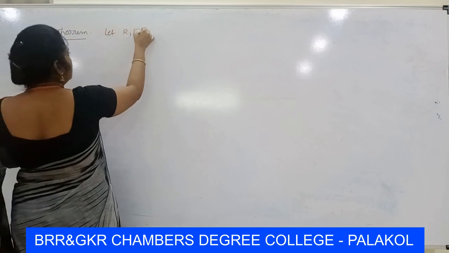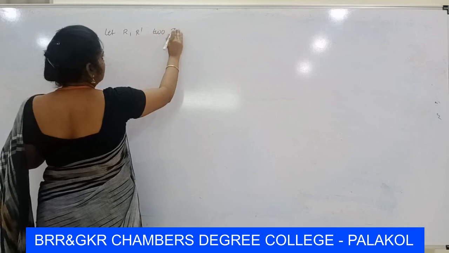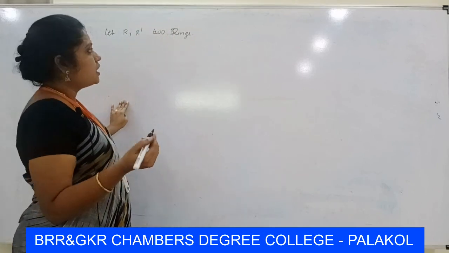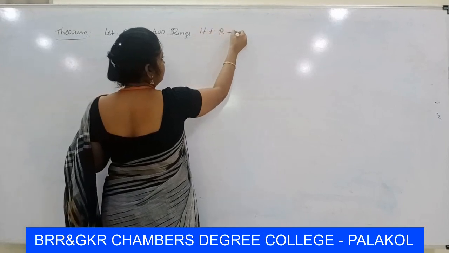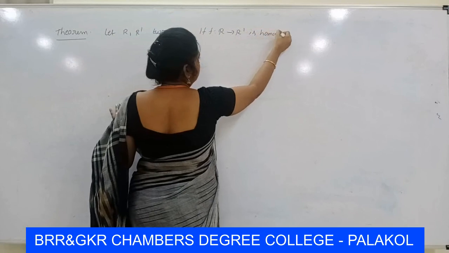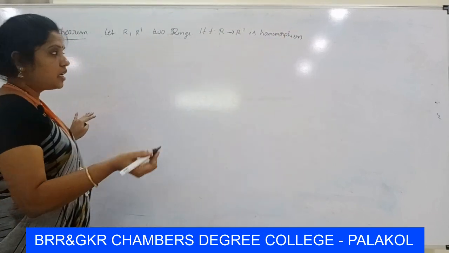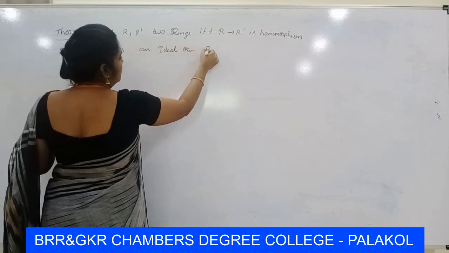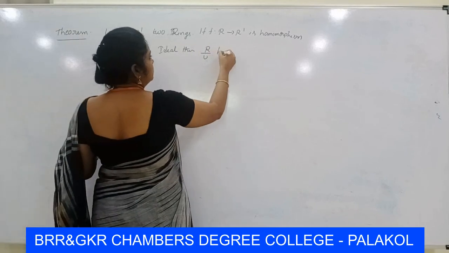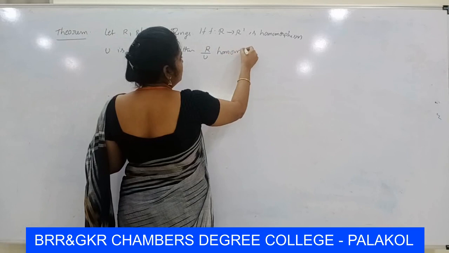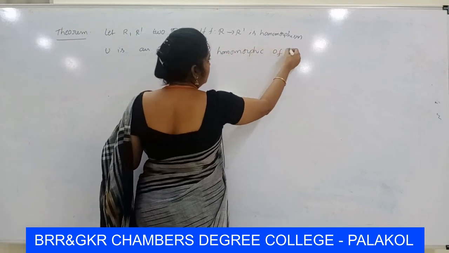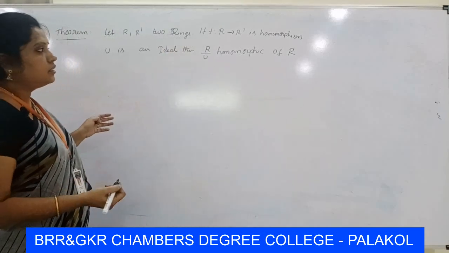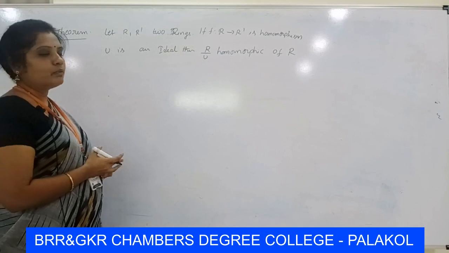Let R, R dash be two rings. If f maps R to R dash is a homomorphism and U is an ideal of R, then R by U is a homomorphic image of R. Homomorphic image of R. That means we have to define the mapping from R to R by U. We have to prove that the mapping is a homomorphism.